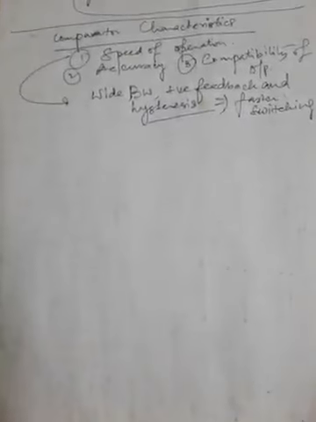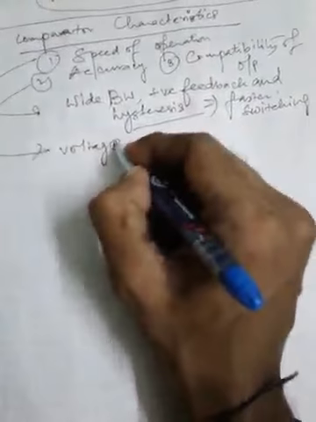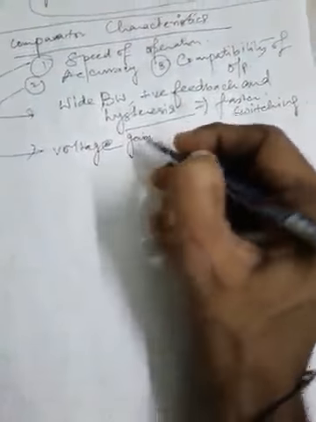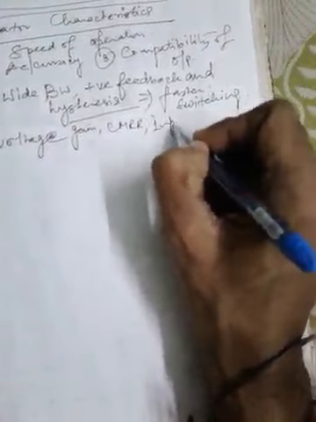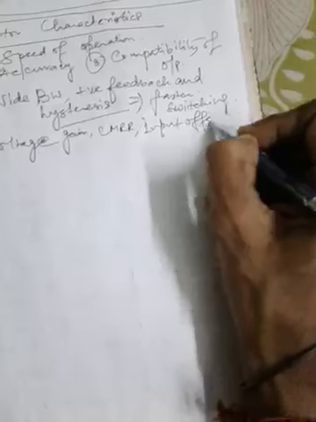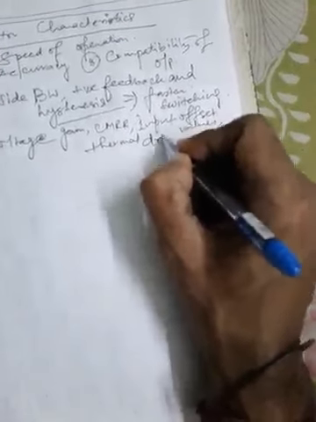The accuracy of the comparator depends on its voltage gain. The second point depends on how much the voltage gain of the comparator is, CMRR, offsets, input offsets, offset values, and thermal drifts or thermal performance. These are the factors on which the accuracy of op-amp as comparator depends.